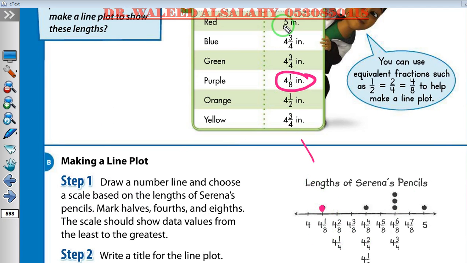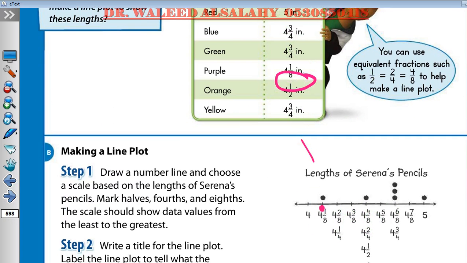There is 5, but we will leave the 5. 4 and 2/8: there is no 4 and 2/8 here. There is 4 and 3/8, and there is 4 and 4/8, or 4.5. He put it all. How many 4.5 do we have? 4.5 appears 1 time, so put 1 dot.